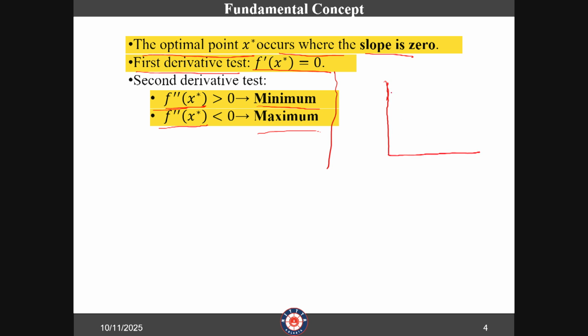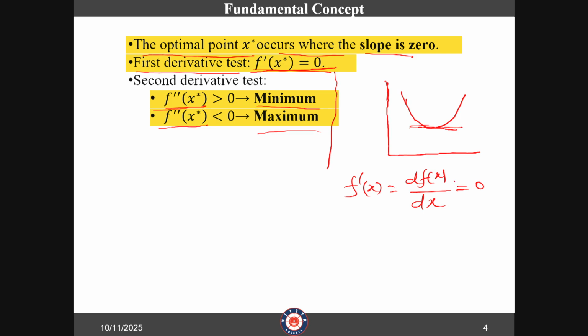Something like that, okay. Say I have a function something like that. Now, the slope of the function is this. f'(x), that means df(x)/dx is equal to 0, that means it is horizontal.